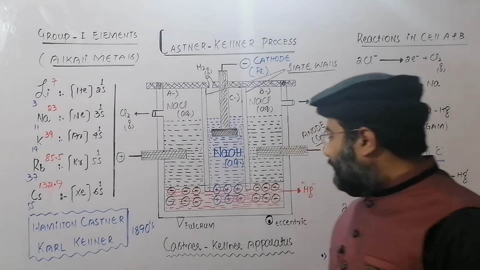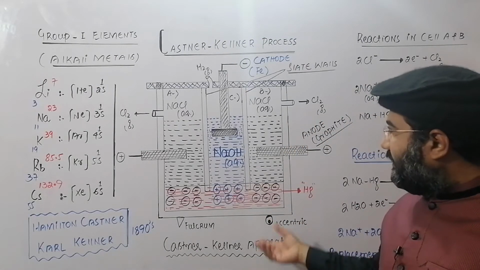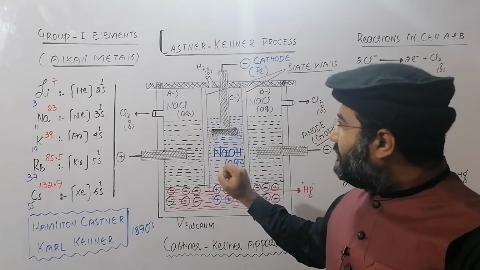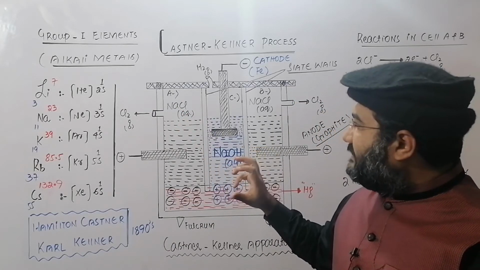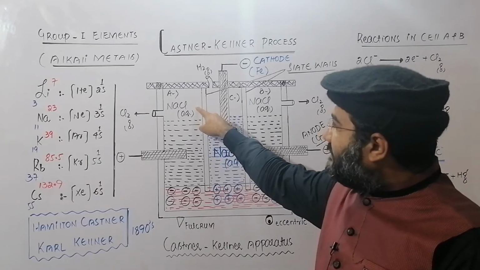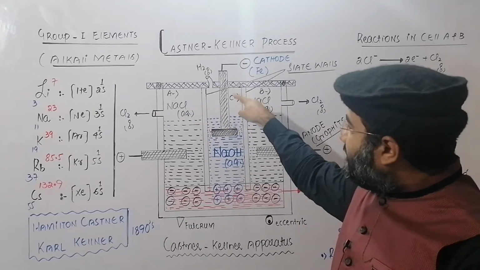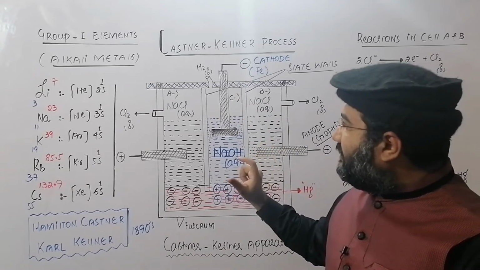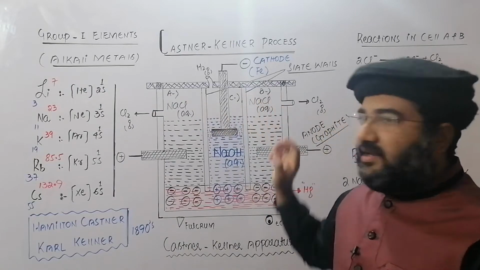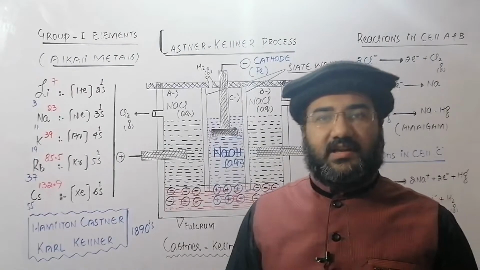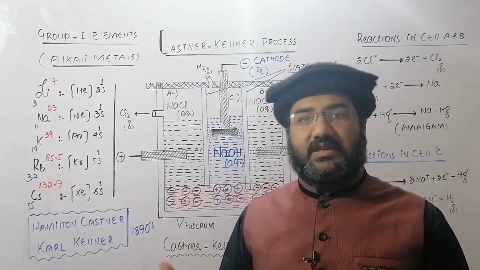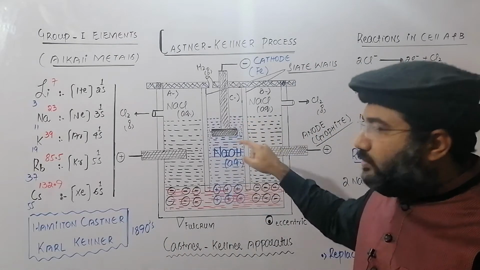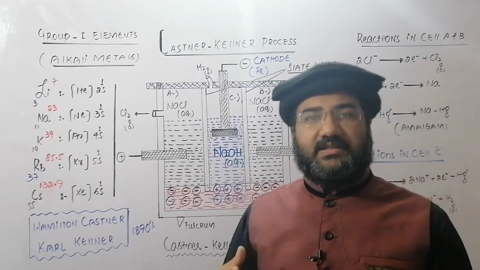The apparatus used by Kastner and Kellner, that is in front of you, has an outer chamber in which there are two types of cells. There are two peripheral cells A and B, and there is a central cell which is C. The electrolyte used in the peripheral cells A and B is brine, which is the concentrated aqueous solution of sodium chloride. And in the central cell, a dilute aqueous solution of caustic soda is used as an electrolyte.